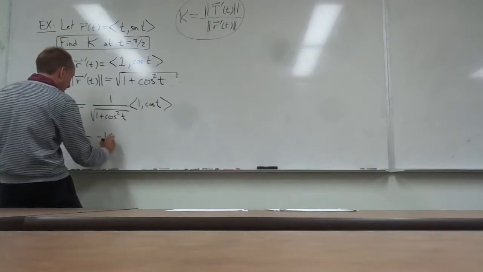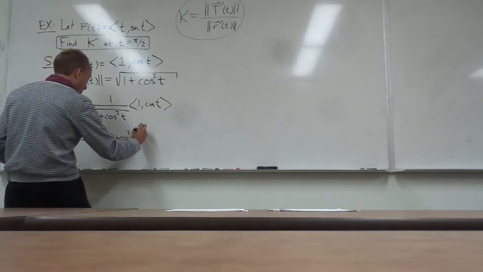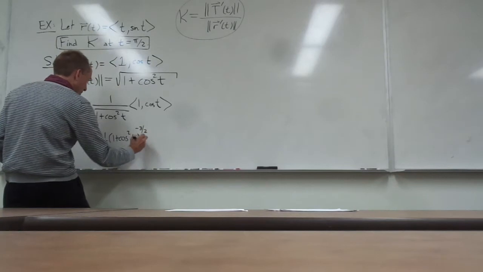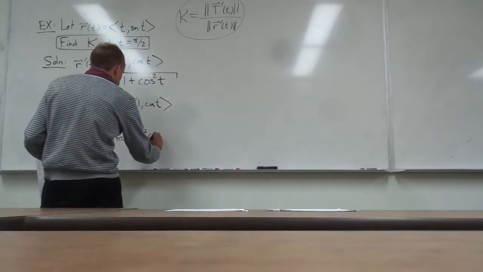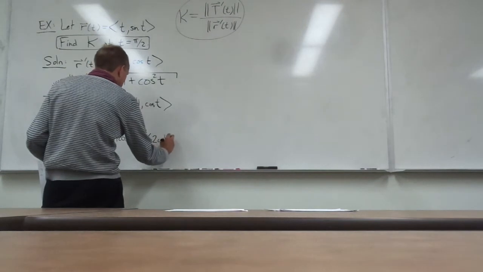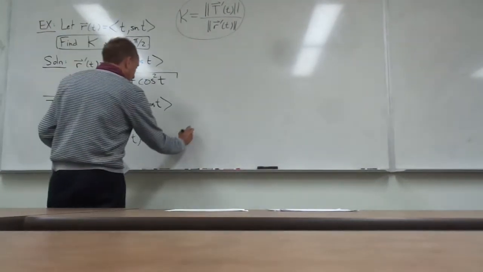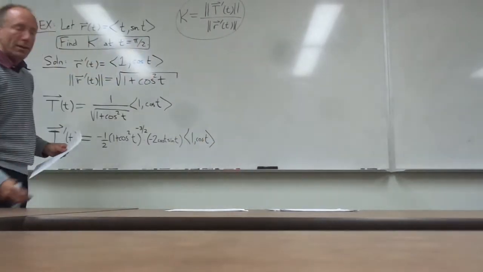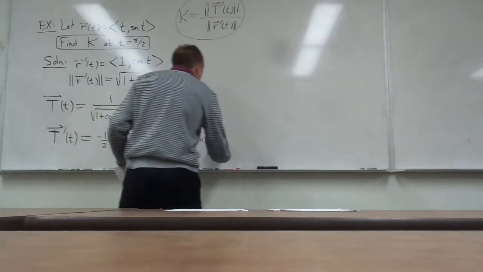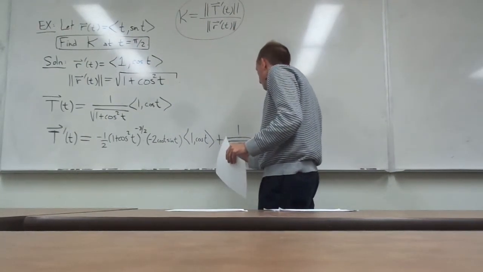So negative 1/2, 1 plus the cosine squared of t to the minus 3/2, and then times the derivative of the inside function, which would be negative 2 cosine of t sine of t. All of that is just the derivative of the first part. I'm going to multiply it by the second part. And then I'm going to add the first part times the derivative of the second part.